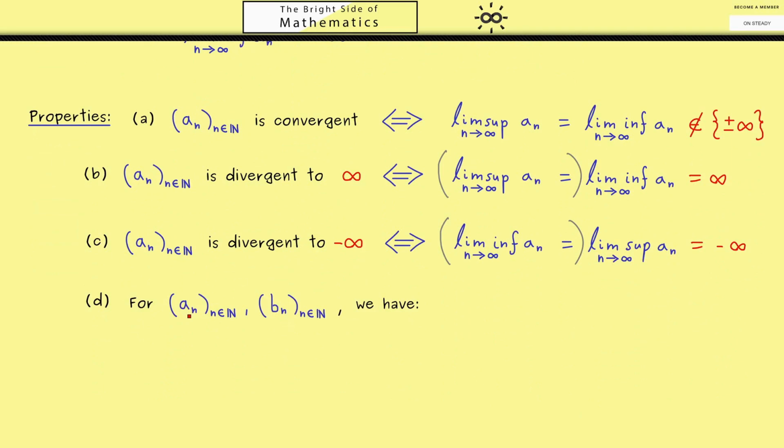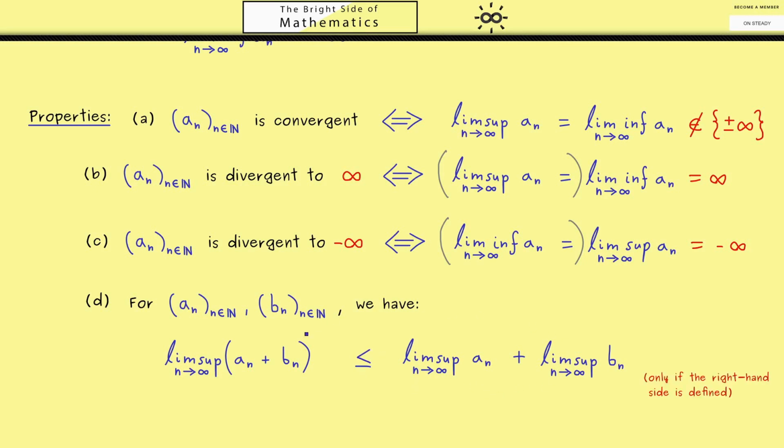Okay, now for sequences a_n and b_n you could ask what is the lim_sup of the sum, so lim_sup (a_n + b_n). In general, this is not equal to the sum of the two limit superiors, but only less or equal. However, please keep in mind, this only makes sense if the right hand side here is well defined. For example, infinity plus minus infinity would be not defined. Now this is the only exception of this inequality. For example, you could have infinity plus 5 and this would be infinity again.